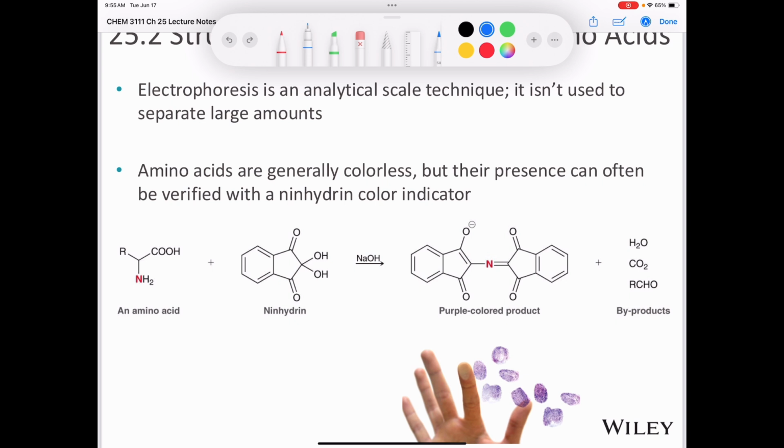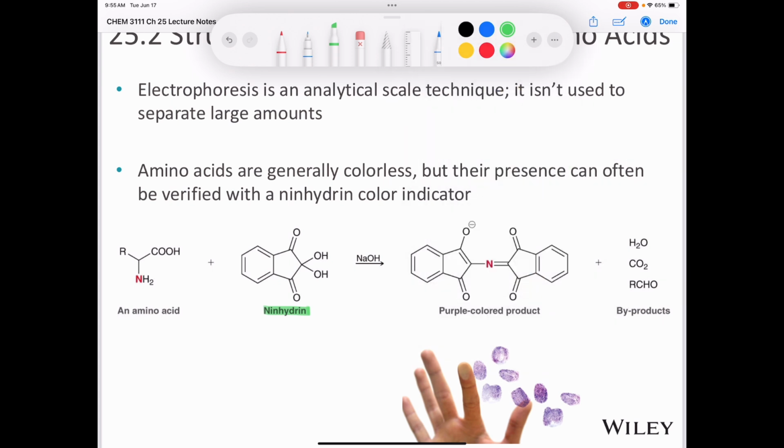Another thing about amino acids is that they're colorless. And so a detection technique is necessary in order to see the locations of various spots. The most common method involves treating the filter paper or the gel with a solution containing ninhydrin, followed by heating in an oven. Because ninhydrin, and you can see the structure of this interesting compound shown here, reacts with the amino acids to produce this purple colored product.